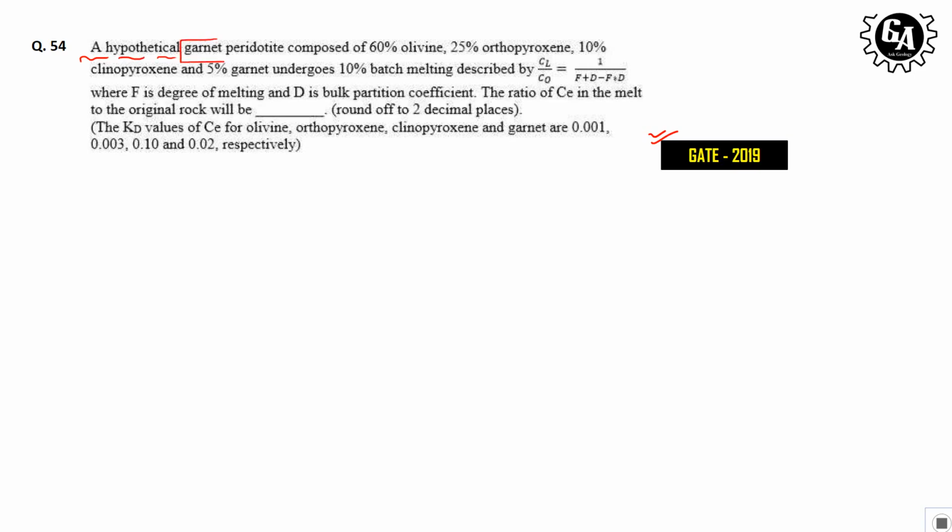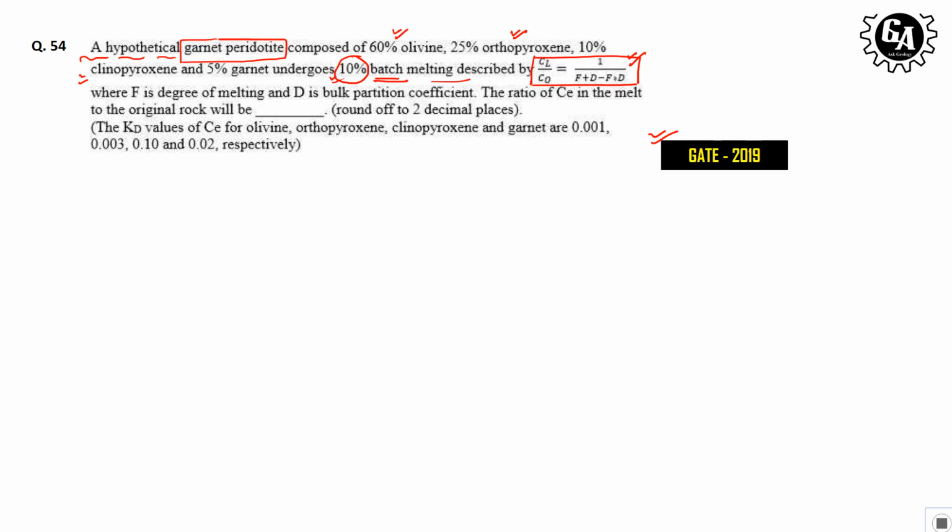The question is: a hypothetical garnet peridotite composed of 60% olivine, 25% orthopyroxene, 10% clinopyroxene and 5% garnet undergoes 10% batch melting. Batch melting means equilibrium melting, described by the melting equation that is also given: Cl/C0 = 1/(D + F(1 − D)). This is the expression for batch melting.